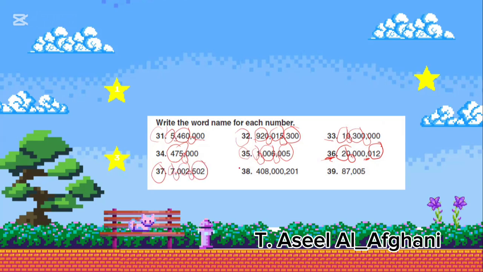7,002,502. Now what about this one? Try yourself. 408,201. We say this is 3 zeros and the comma after them were ignored just in reading. 87,005.